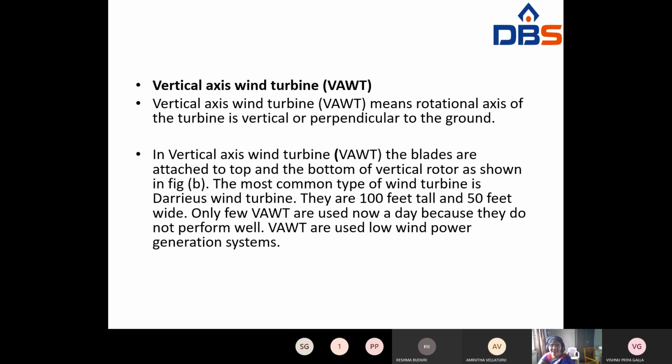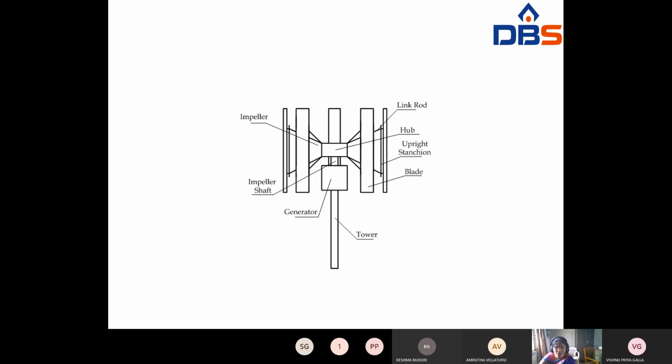So, vertical axis wind turbine. A vertical axis wind turbine means the rotational axis of the turbine is vertical and perpendicular to the ground. See, like this.